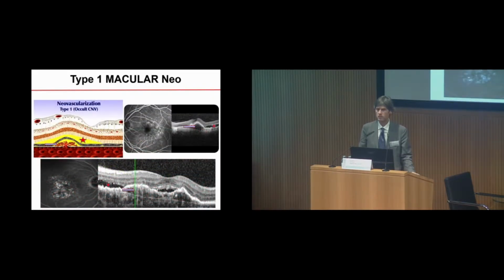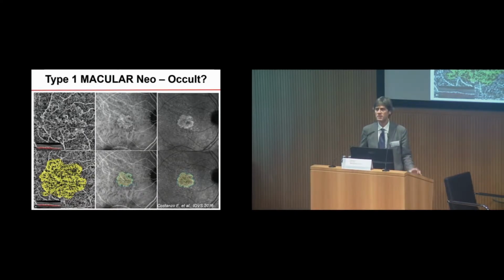This was in the past also referred to as occult neovascularization, and this is because it was not visible on fluorescein angiography. We have just seen that probably we can do without fluorescein angiography, so probably this is one of the main reasons why we should not anymore refer to this subtype as occult. Also because, as you can see from this slide, we have the possibility to nicely visualize type 1 neovascularization with ICG. So still dye angiography, but it's not occult, it's visible as a late plaque on ICG.